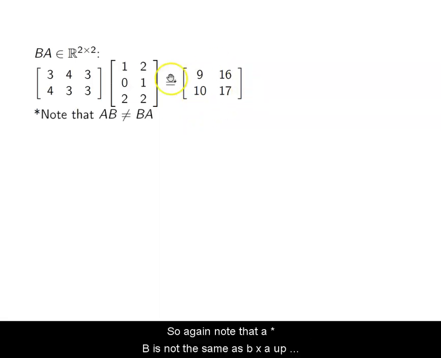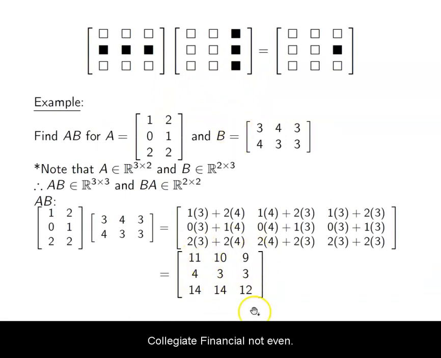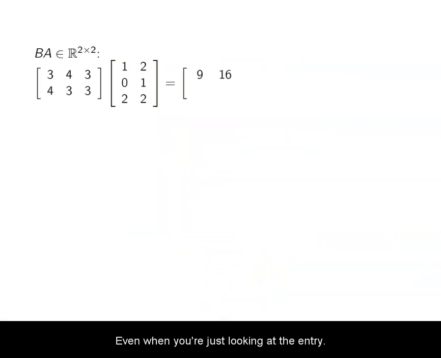Okay. So again, note that A times B is not the same as B times A. They, in fact, don't even have the same dimension, right? This is 2 by 2, and this is 3 by 3. Completely different entries, not even similar looking, even when you're just looking at the entries, right?